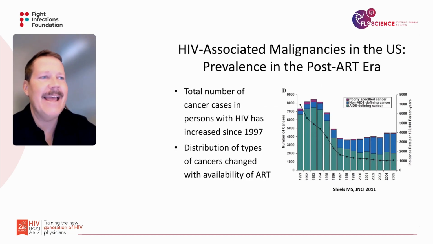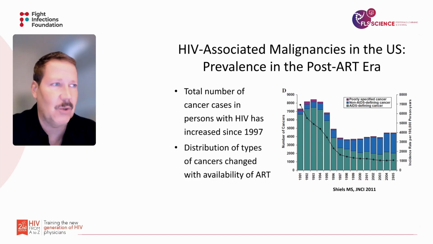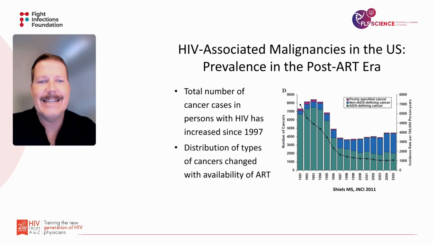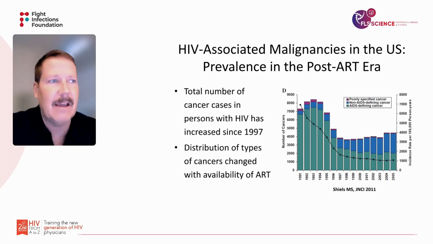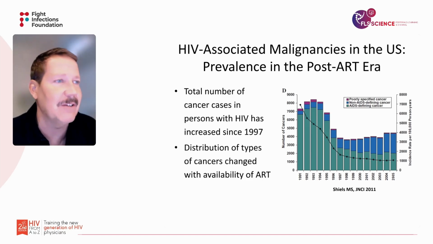So as the HIV epidemic evolved and changed over time, so did our understanding of the link between cancers and HIV, particularly as antiretroviral therapy was effectively rolled out in large populations. And as an example, here's a large meta-analysis of patients living with HIV in the US, led by Meredith Shields at the US NCI. And what they looked at was changes in incident cancers between 1991 and 2005.